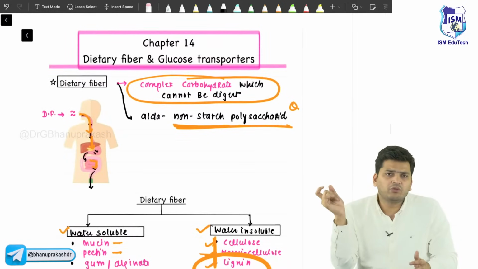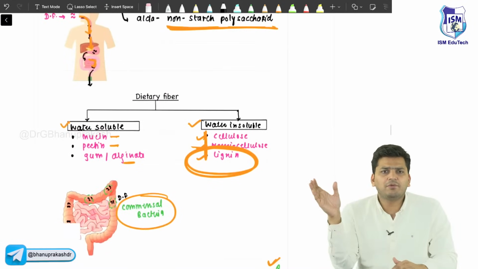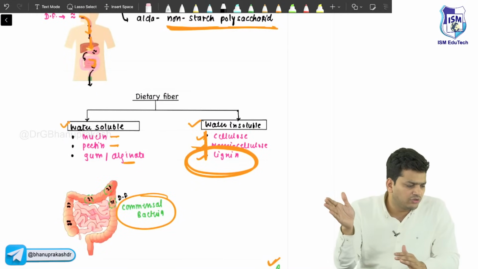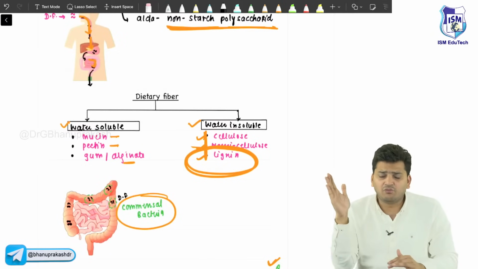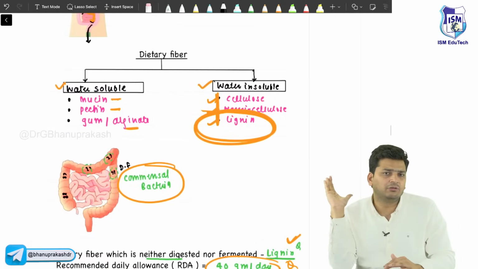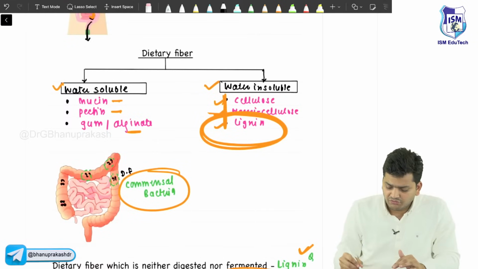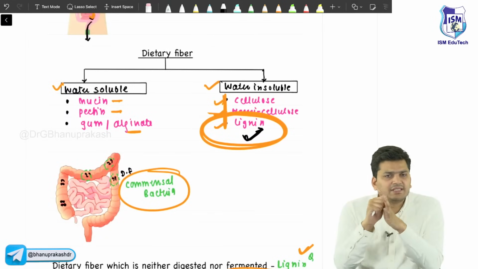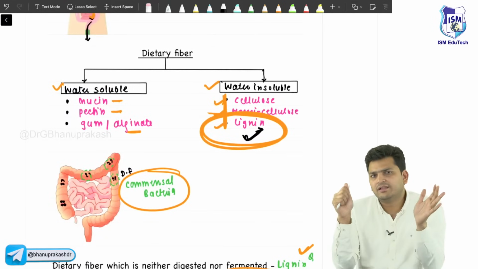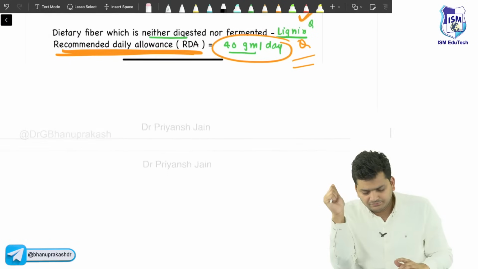Then we have discussed about dietary fibers. There are two types of dietary fibers, the water soluble and the water insoluble one. The water soluble ones are mucin, pectin, gum, and the water insoluble ones were cellulose, hemicellulose, and lignin. Lignin is one dietary fiber which is neither digested nor fermented. That is lignin.